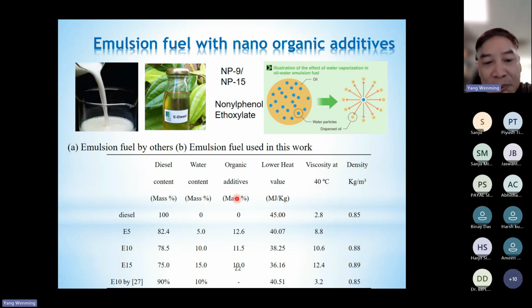So with this emulsion fuel, we can improve the combustion process, and at the same time we can bring down the temperature, and thereby reduce the NOx emission, correct? So what is the working principle for the emulsion fuel? Anyone knows what is the principle for the emulsion fuel? Why can the emulsion fuel improve the combustion process, reduce the peak temperature, and reduce the NOx emission?